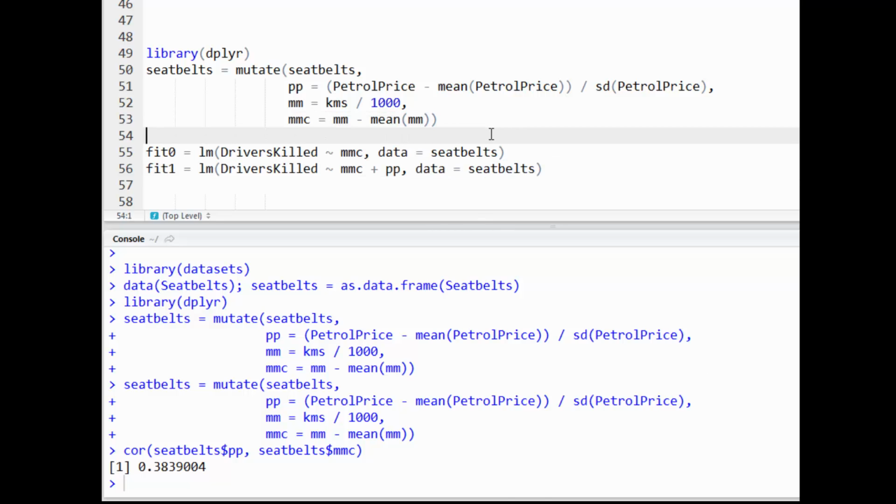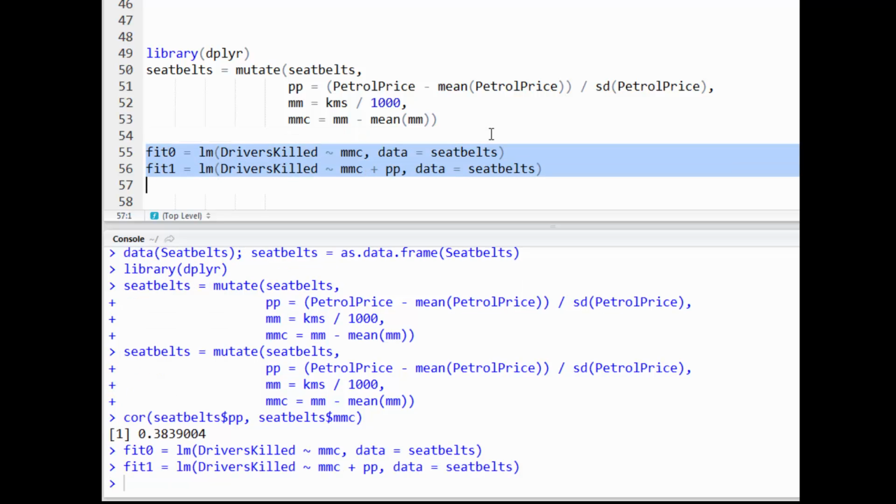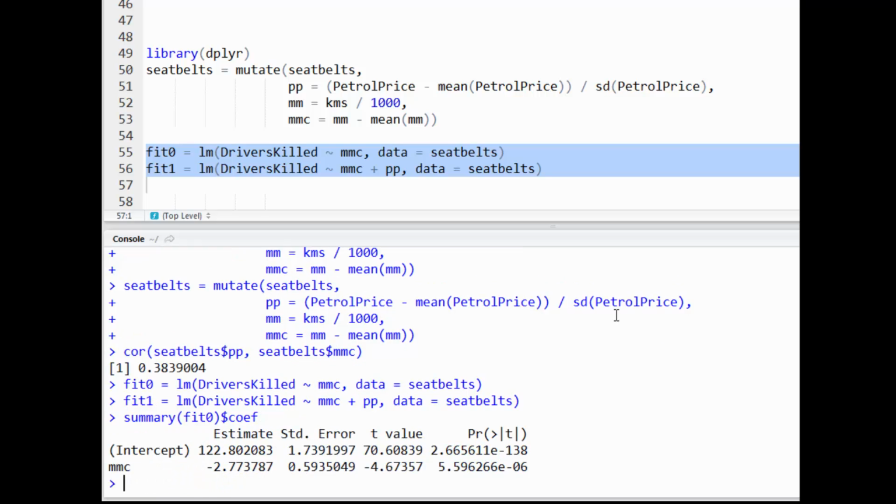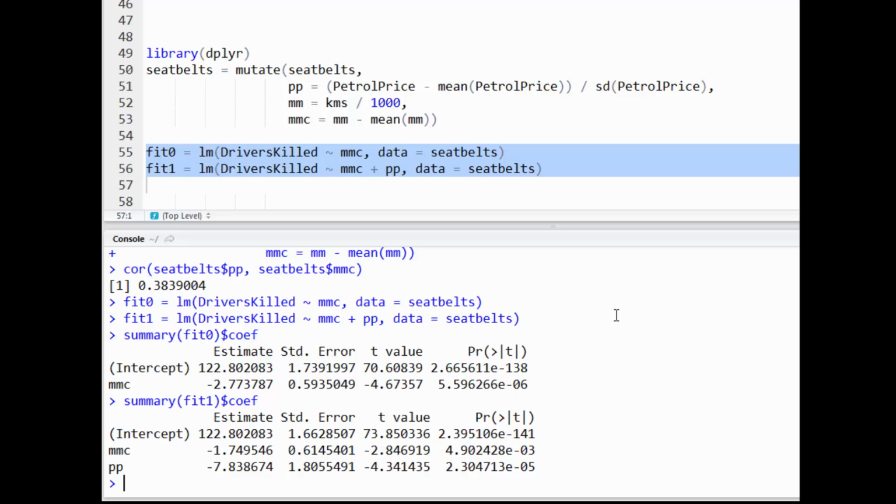So let's fit both models, and let's look at summary fit 0, grab the coefficient table, and summary fit 1, grab the coefficient table. So what we see is that the estimate in this case goes down, something we would likely expect since both effects are in the same direction and they're correlated.